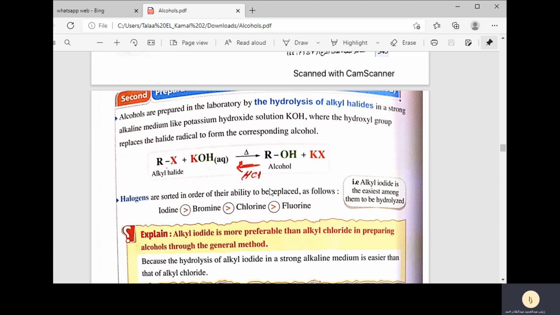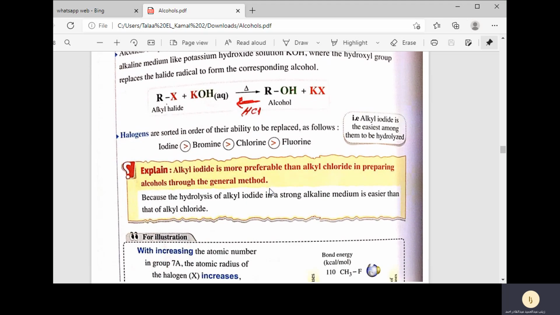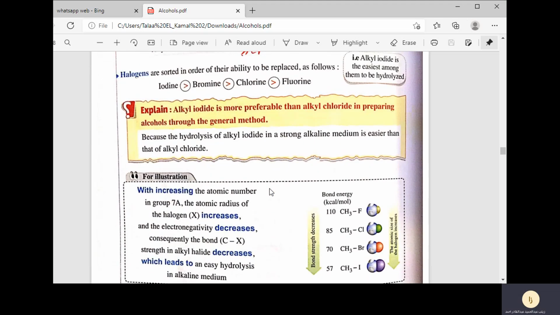Preparation of alcohols in the lab. We can prepare them by a general method, where we take an alkyl halide and carry out hydrolysis of the alkyl halide in alkaline medium using KOH. They give alcohol plus a metal halide. For example, alkyl iodide.